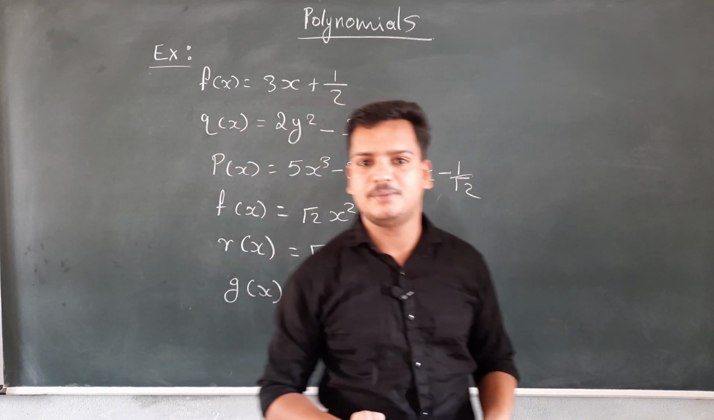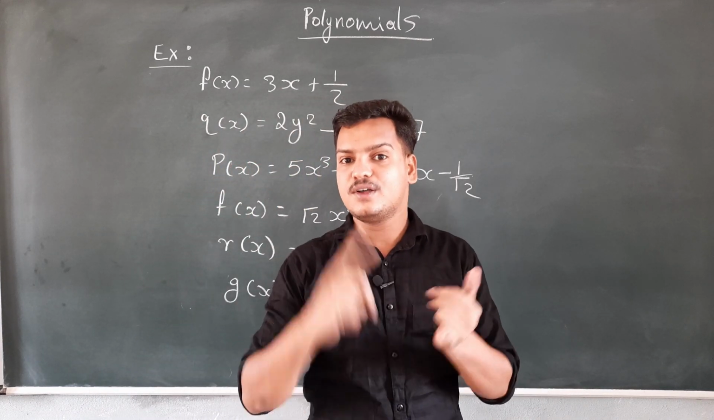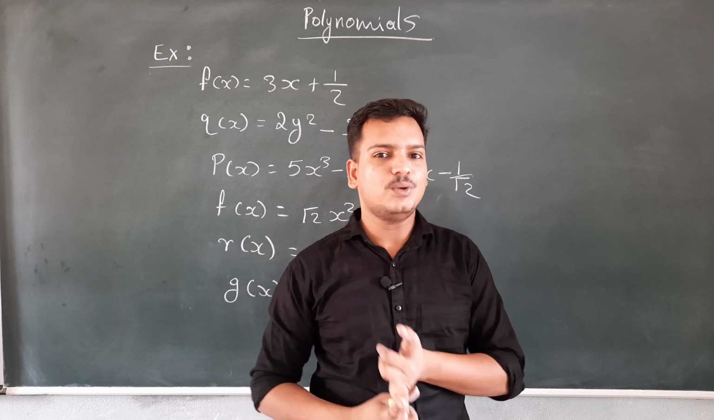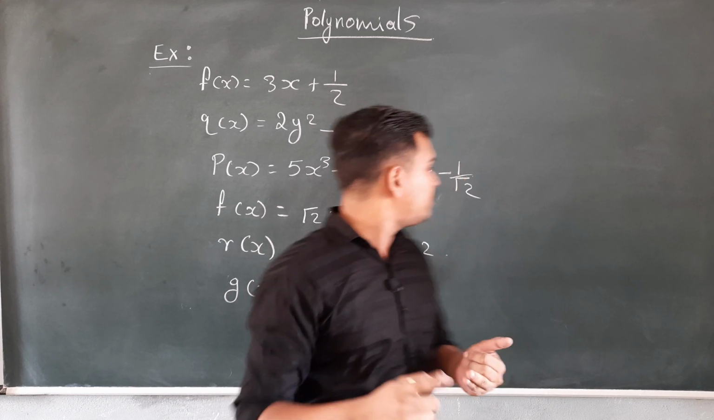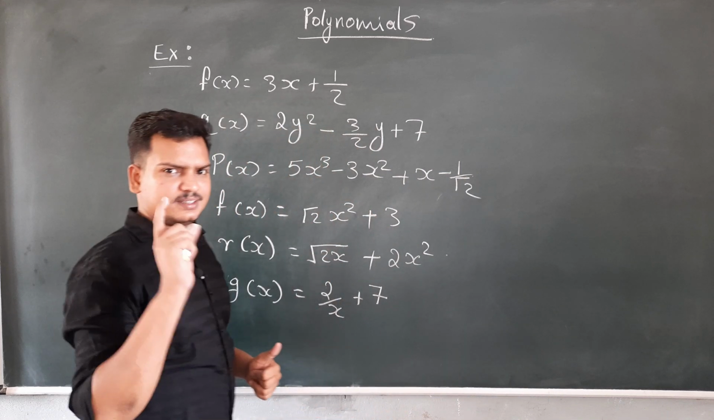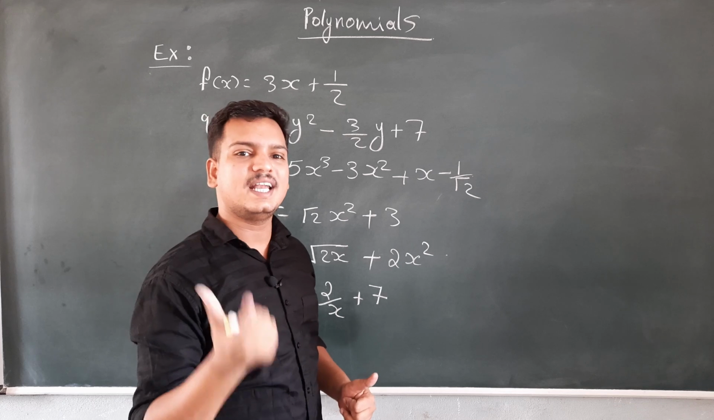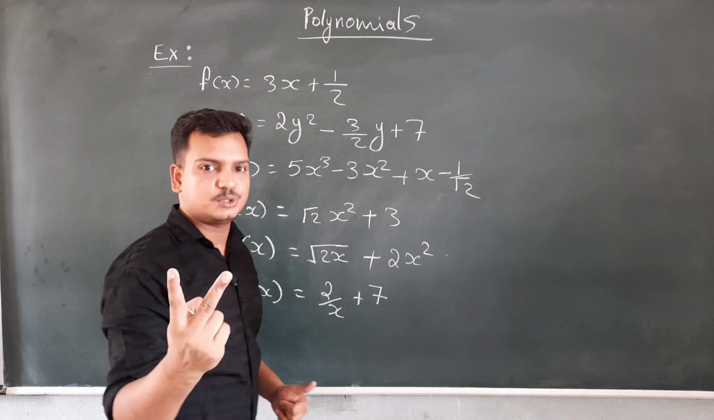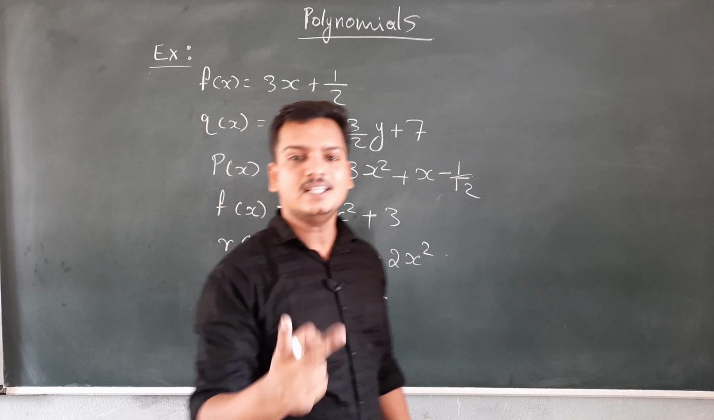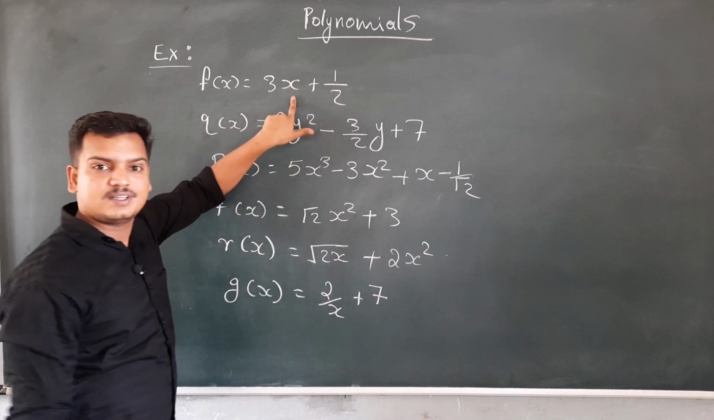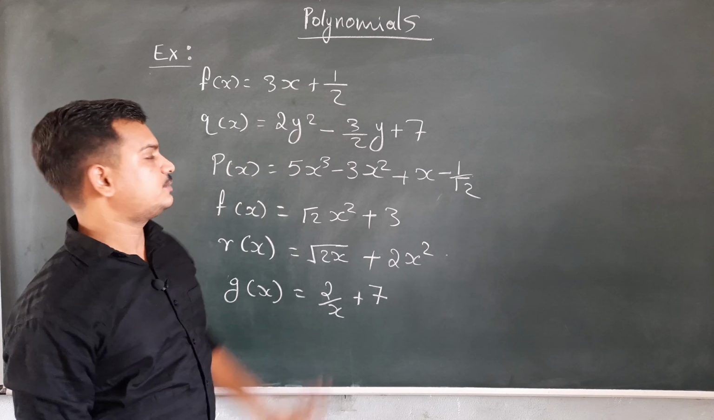As I mentioned before, there are two conditions. First one, the coefficients must be real numbers. Second one, the exponents of the given expression must be non-negative integers. If these two conditions are satisfied, then the given expression is a polynomial. Okay, let's look into the first case, 3x + 1/2.